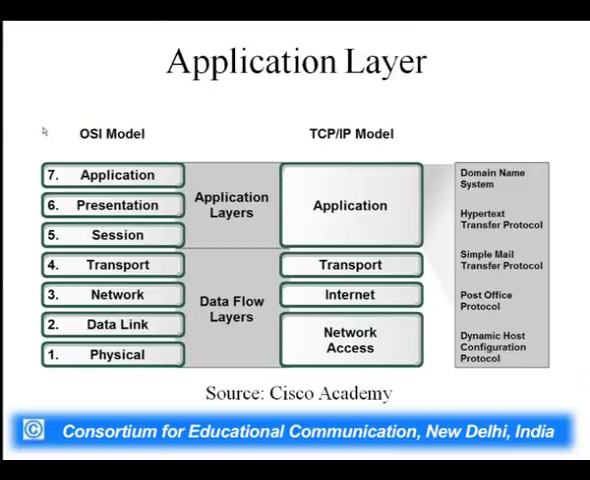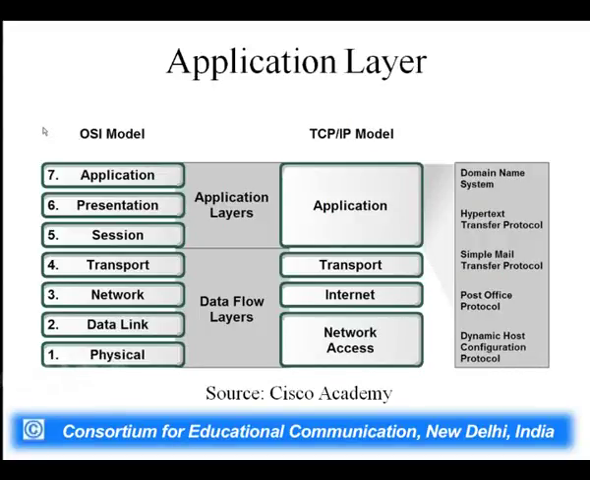Now if you look at this diagram, we talked about two models, the OSI model as well as the TCP/IP model. Where does the application layer lie? In the TCP/IP model on the right, we have network access, then the internet layer, then the transport layer, and over the transport layer we have the application layer running. In the OSI model, we have the physical layer, data link layer, network layer, then transport layer. Above the transport layer we have the session layer and presentation layer, and on top of that the application layer. That means all the functions provided by these three layers in the OSI model, application, presentation and session, are mostly done by the application layer in the TCP/IP model.